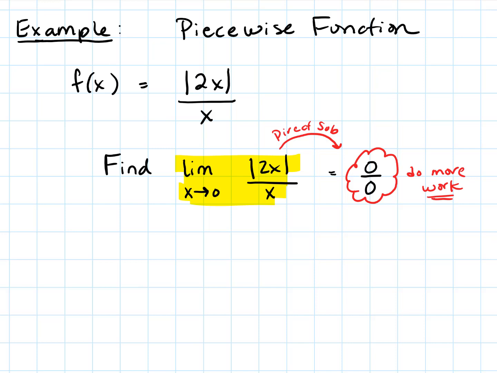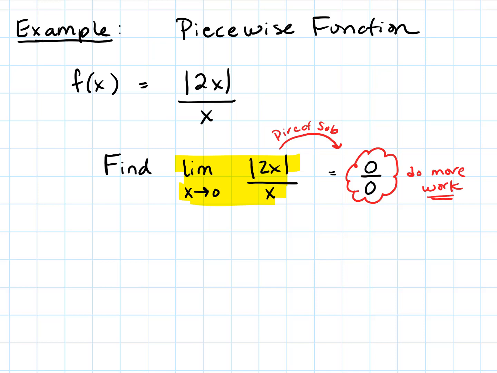Even though the function is undefined at 0, that doesn't necessarily mean that the limit doesn't exist. It just means we need to do more work. It means we don't know, right? That's all it means.